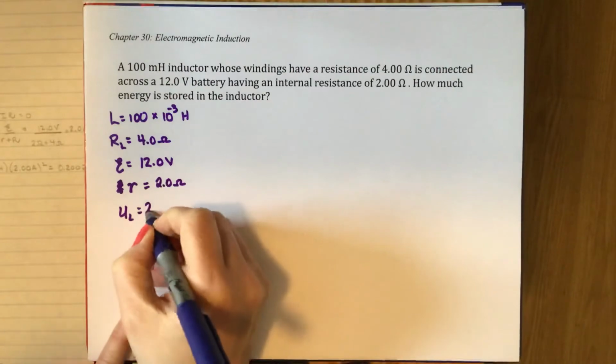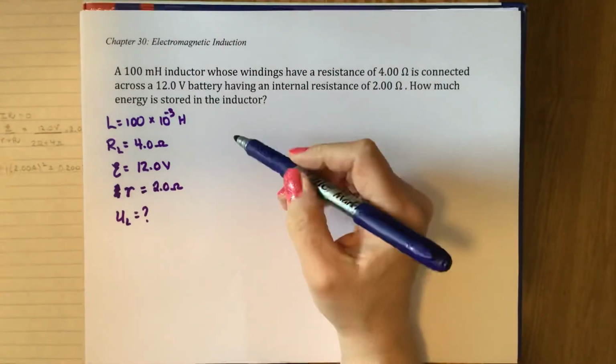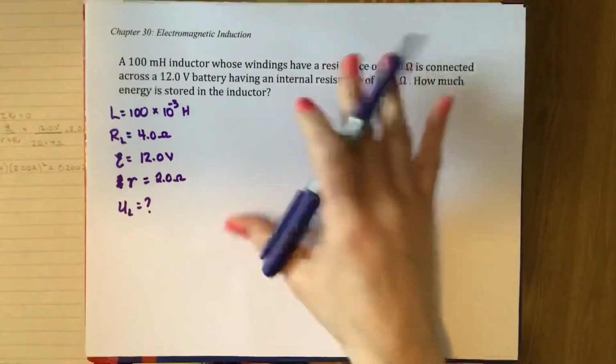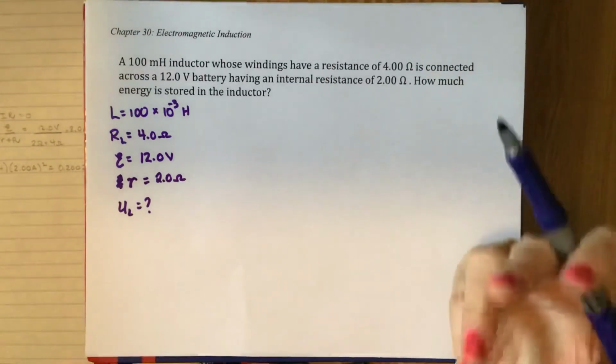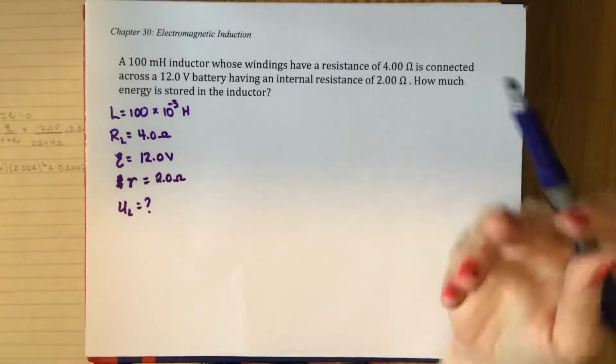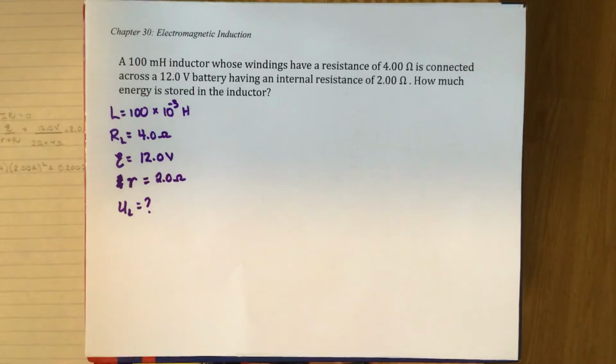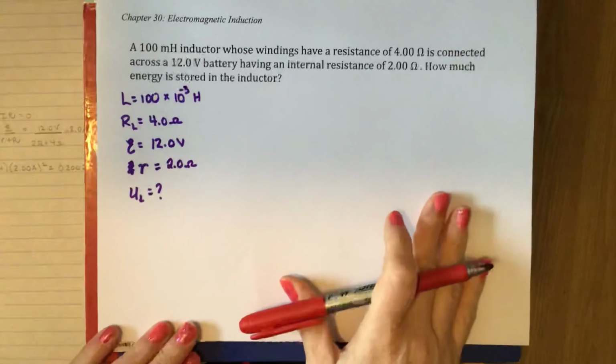What is UL? So this is kind of a good question because it puts a few things together. It reminds us about internal resistance. We have to think a little bit about circuits, and we have to ask how it's going to apply to our inductors. So why don't we start with the equation of energy stored in an inductor. When we write down that equation, maybe we'll get an idea of where we need to go with this.